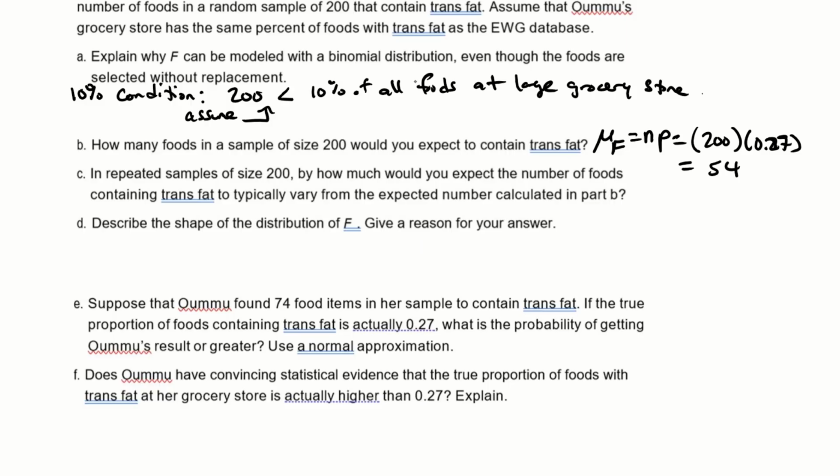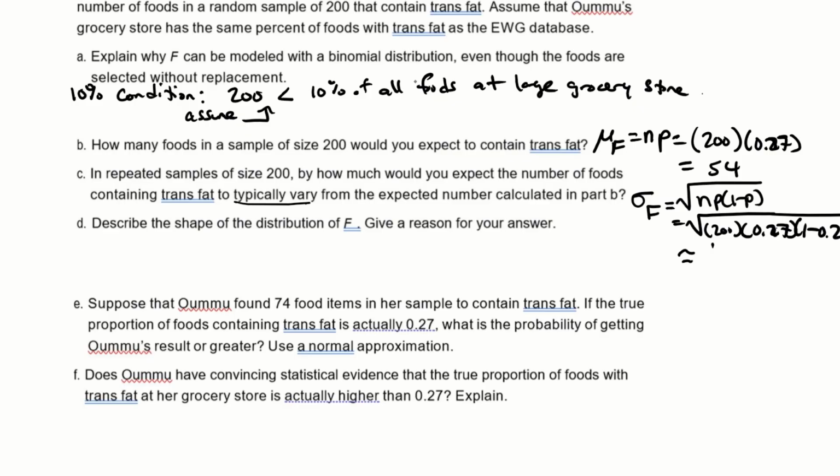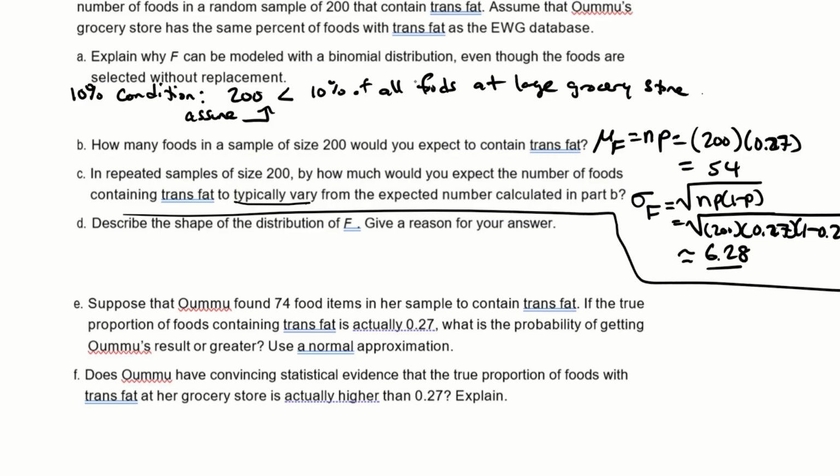So that's B. In repeated samples of size 200, by how much would you expect the number of foods to typically vary from the expected number? That's a standard deviation, guys, that they're asking. So sigma F equals square root of np times 1 minus p. So we have 200 times 0.27 times 1 minus 0.27. So that's going to be approximately, if we calculate that, 6.28 foods. Okay, so that's for part C.